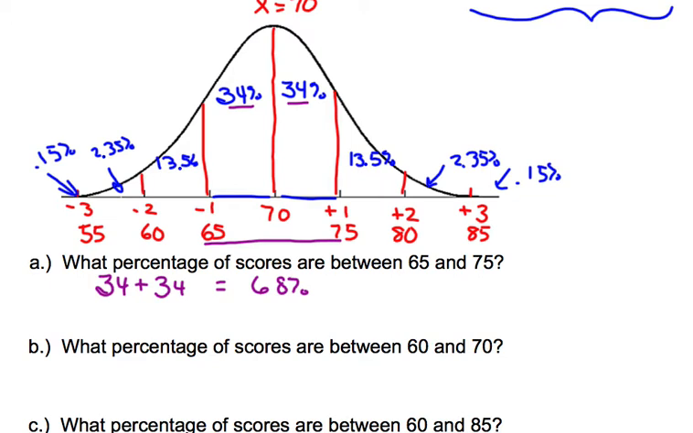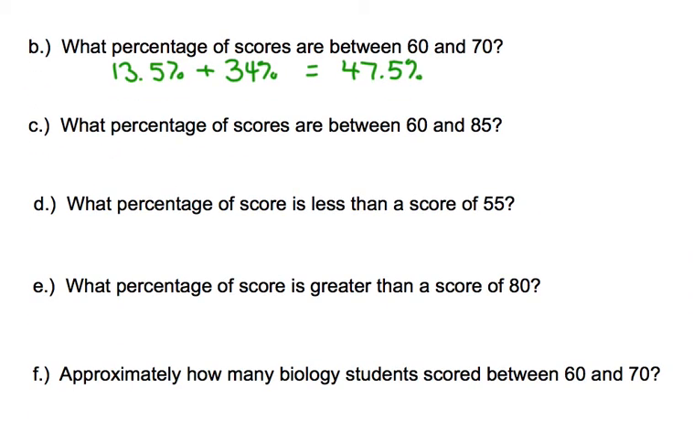Now let's go to 60 to 70. So now our scores are going to go between 60 and 70. So we're going to add 13.5% and 34% together. And we will get a total of 47.5%. All right, go ahead and scroll down. The next question is, what percentage of scores fall between 60 and 85?